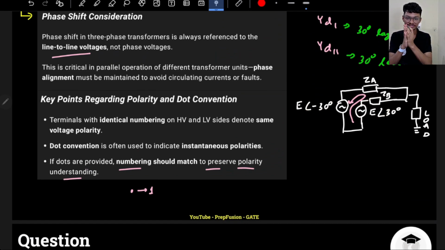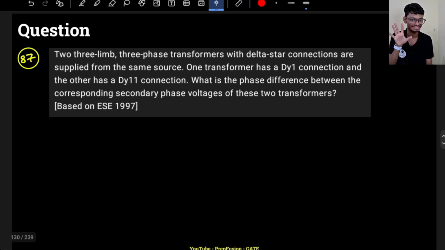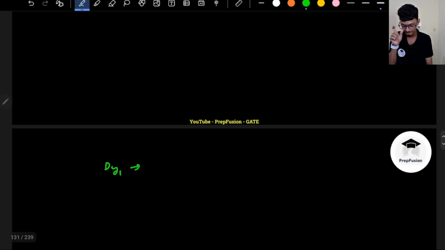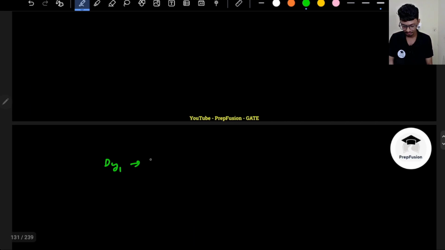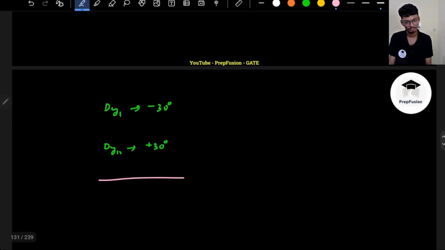So what will be the overall phase difference? The overall phase difference between the voltages will be 60 degrees. DY1 will provide a phase difference between the line to line voltage from HV to LV of minus 30 degrees, a lag, and DY11 will provide a phase lead of plus 30 degrees. So the overall phase difference between the secondary voltages will be 30 minus of 30, so it will be minus 60 degrees.